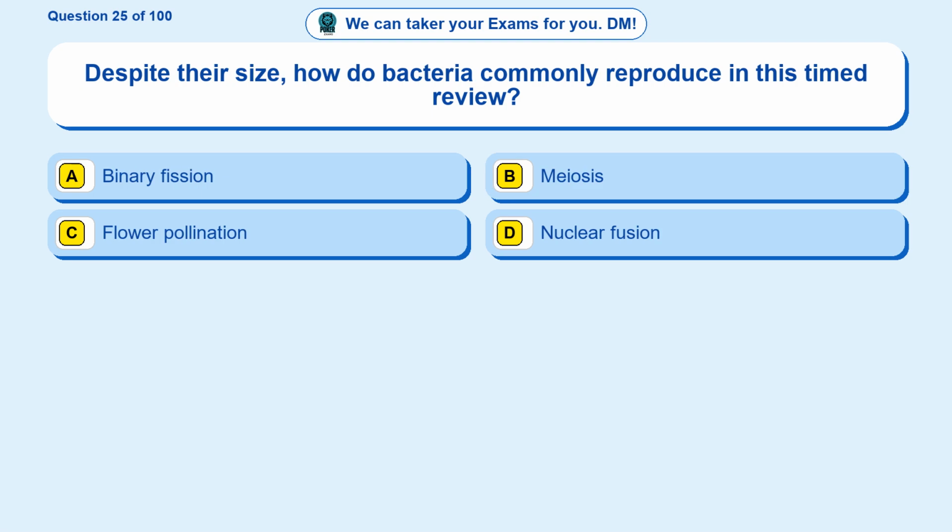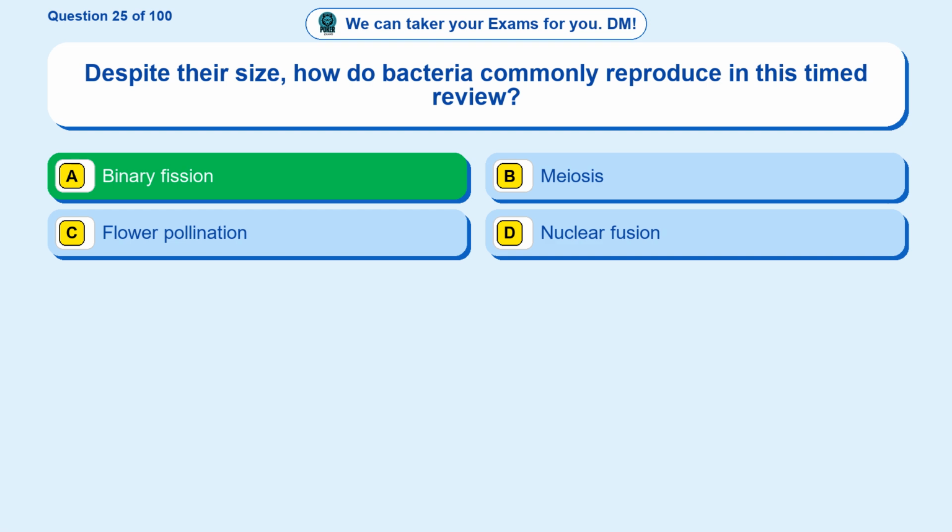Question 25. Despite their size, how do bacteria commonly reproduce in this timed review? Option A, binary fission. Option B, meiosis. Option C, flower pollination. Option D, nuclear fusion. The correct answer is option A.